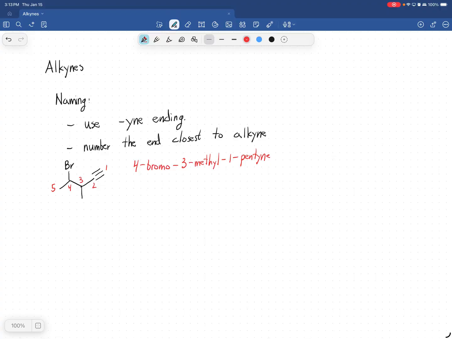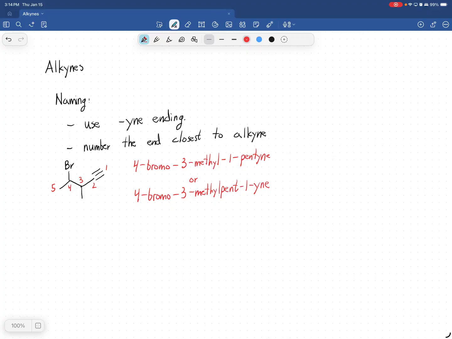Another way you can name this is you take the same name, 4-bromo, 3-methyl, and then you can put the pent here, then in dash 1-yne, like we saw with alkenes and alcohols. You can indicate the number as part of the parent name in this abbreviated scheme.